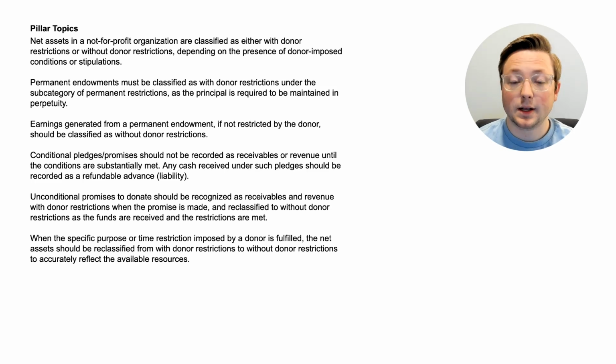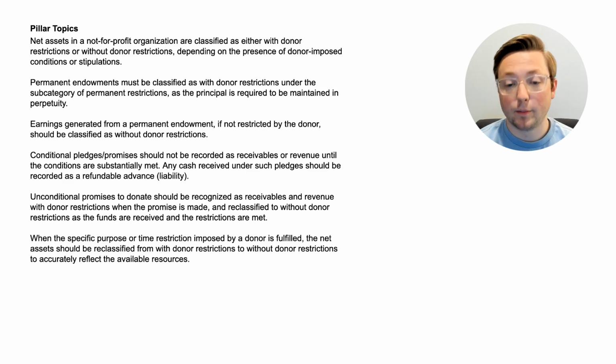Permanent endowments must be classified as with donor restrictions under the subcategory of permanent restrictions as the principal is required to be maintained in perpetuity. So again, if you get a whole bunch of money and it's supposed to be maintained for investment purposes so that the earnings can be used for something specific, or even if the earnings don't have to be used for something specific, the permanent endowment itself has to be with donor restriction.